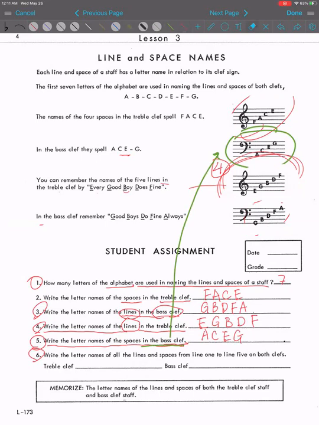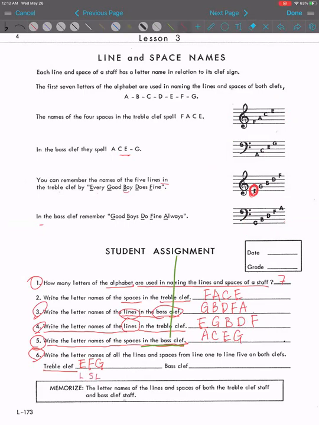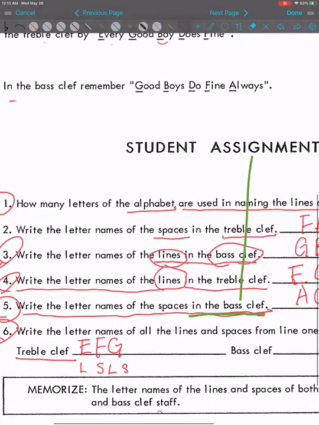So we're going to look up a little bit. In treble clef, the bottom line is the first line. So you're going to start from E. So you're going to write E and then F, G, because we're writing in the order of line, space, line, space. Okay, so E, F, G, A, B, C, D. So that's line, space, and then line.